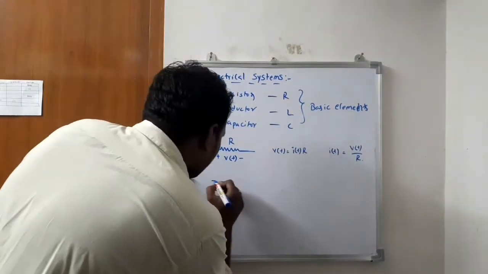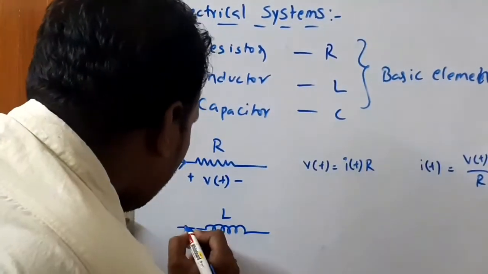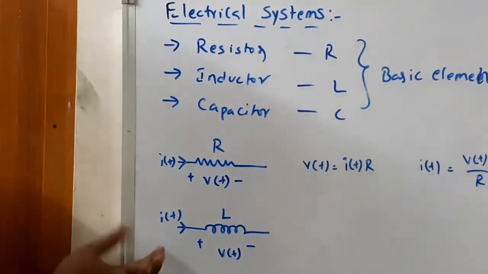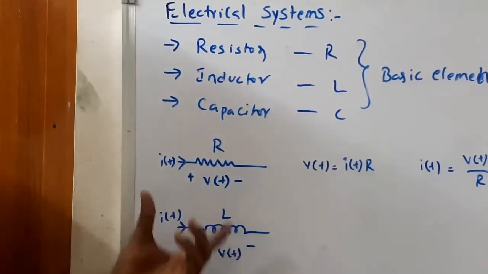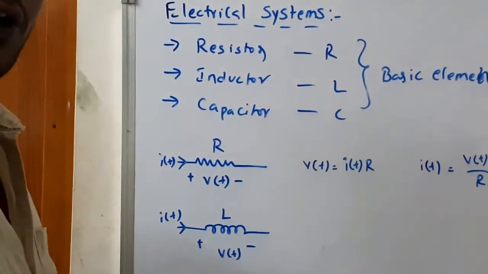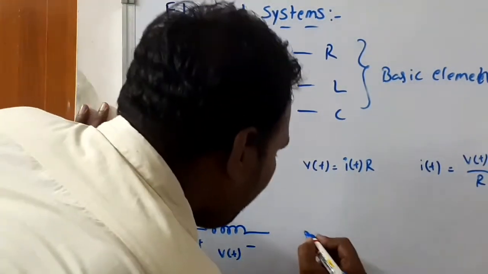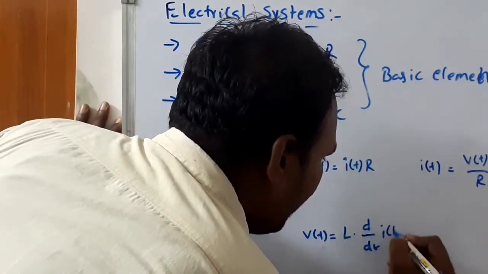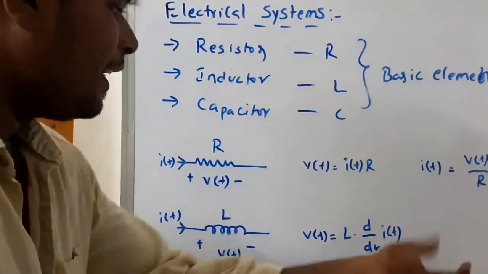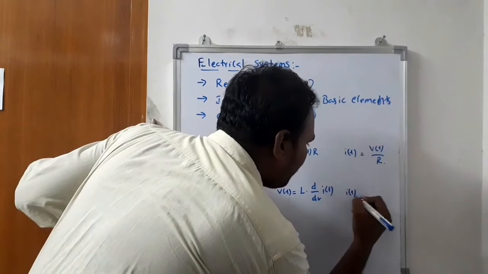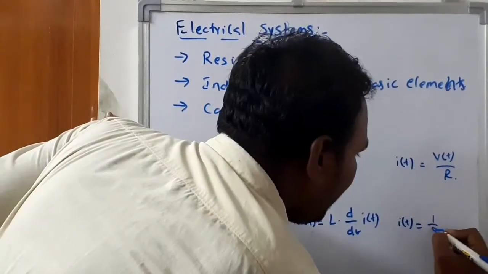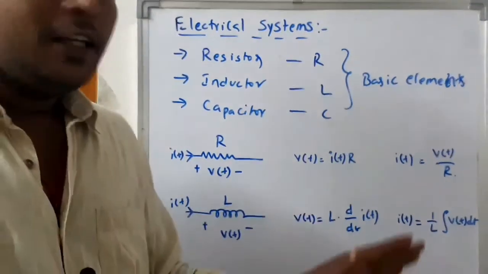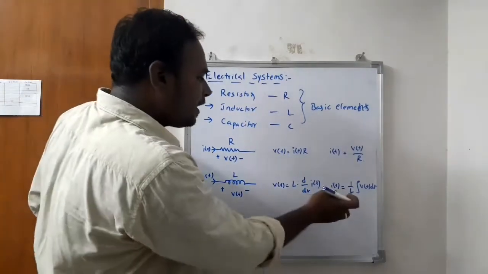Coming to the next one, the inductor. L is the symbol, with i(t) and plus minus v(t). i(t) is the current flowing through the inductor and v(t) is the voltage across the inductor, and plus and minus are the potential difference symbols. From this, v(t) equals L into d by dt of i(t). This is the voltage relation for the inductor. Coming to the current relation, i(t) equals 1 by L integral v(t) dt. So these are the voltage and current relations for the inductor.